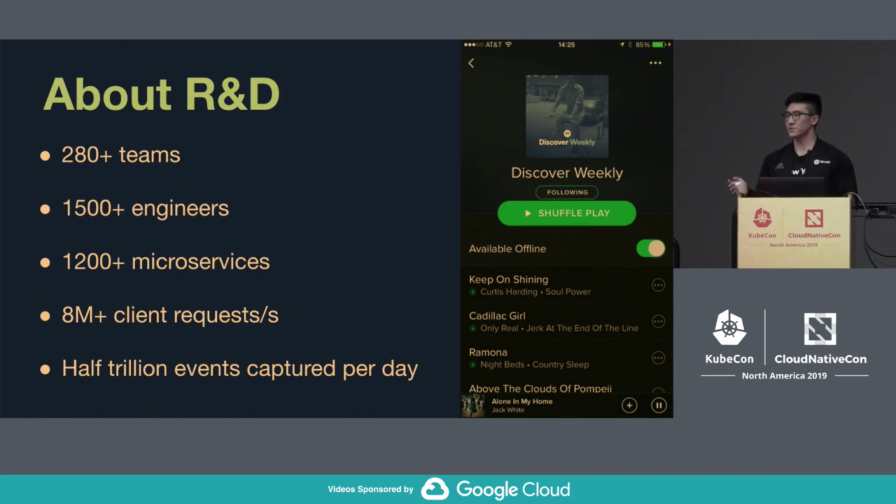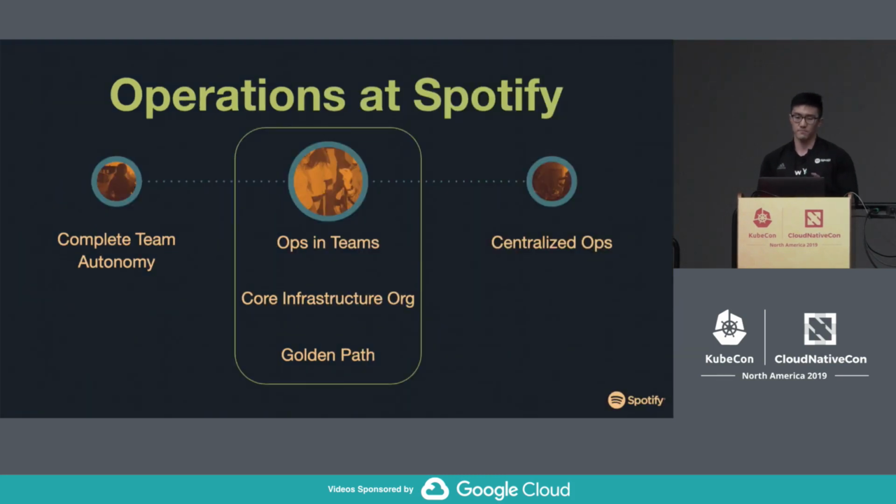So how are these engineers doing operations for these applications and microservices? If we have an operational spectrum where, say, on one side you have teams that have complete team autonomy in how they do their operations, they can deploy or run stuff, set up metrics using whatever tools or processes they want. And then on the other side of the spectrum, you might have a centralized ops team that is responsible for all the DevOps related things for your product and is ultimately responsible for your product being up and running. Spotify operates in the middle with an ops and teams model.